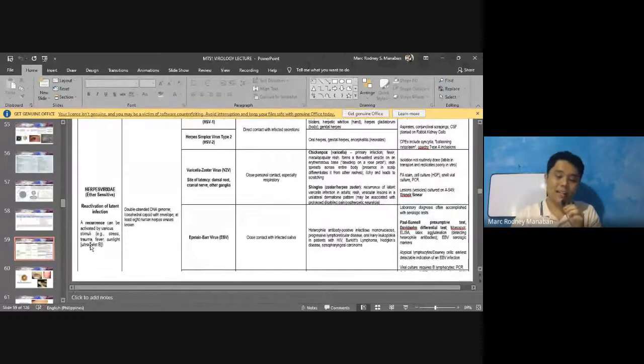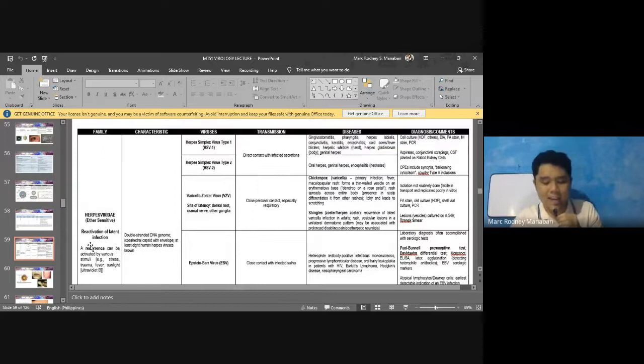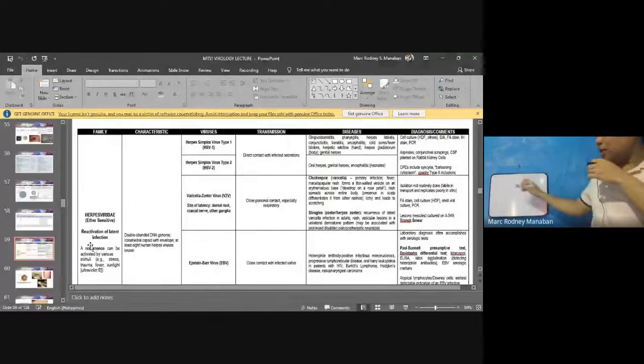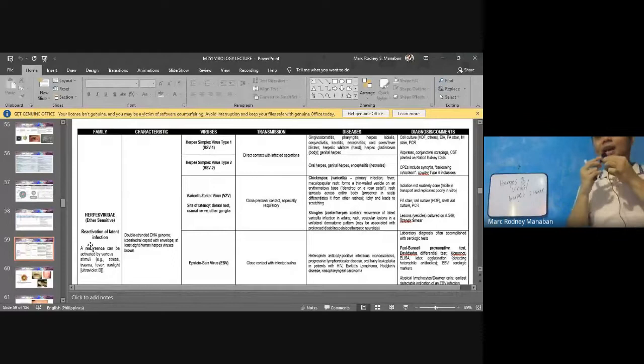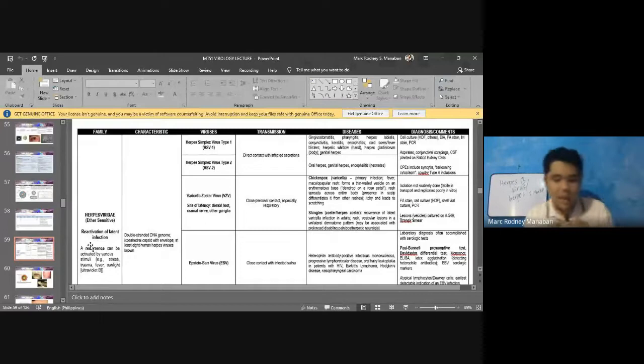So it could be stress, pwedeng sunlight, pwede pong trauma, pwede pong fever, and also other mga stimuli from the environment. Again, your herpes viridae family has eight serotypes that can cause infection to humans. There's one lang from animals, from monkeys and mga primates that can infect us, and that is your herpes B virus, also known as herpes simiae, meaning gikan siya sa mga monkeys. And it can infect humans. Pero again, dili kayo common. But once it infects humans, it can cause deadly encephalitis. So that's for the herpes viridae.